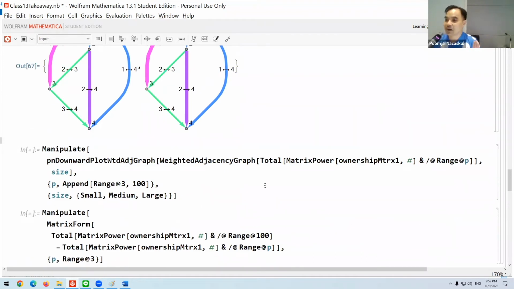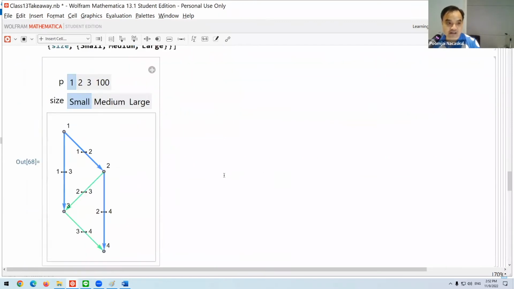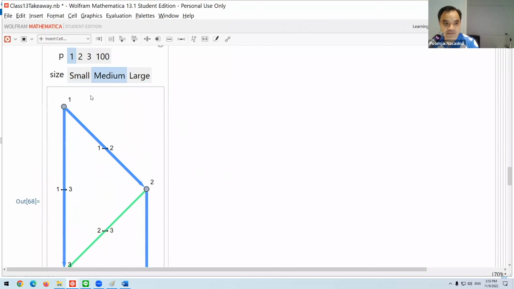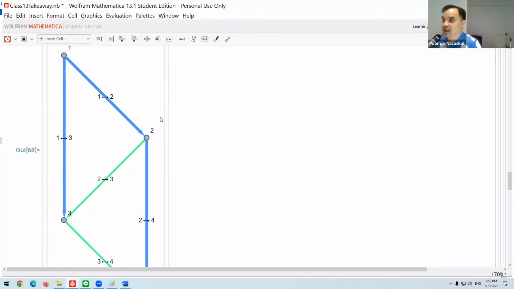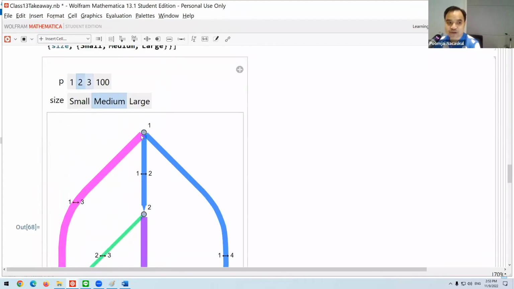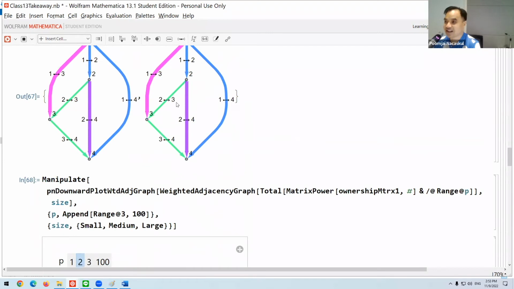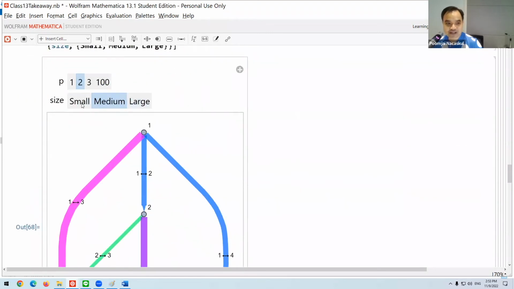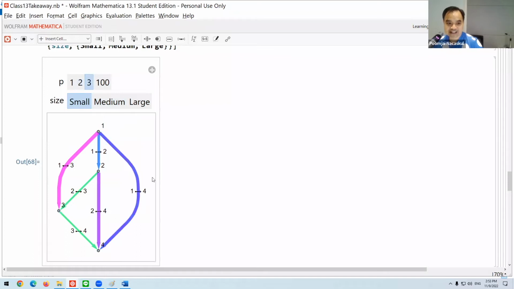So now instead of summing from 1 to 2, I'm going to say sum from 1 to 2 to 3, and maybe to 100. Okay, make it medium. So this is basically the first one we saw earlier. If I want to add to 2, I get this. So that's what we saw earlier, right? Now, if I want to add to 3, let's make it small, sorry. 3. Notice that nothing changes. Topography doesn't change in this case. Between 2 and 3, what changes is that long line between 1 and 4.